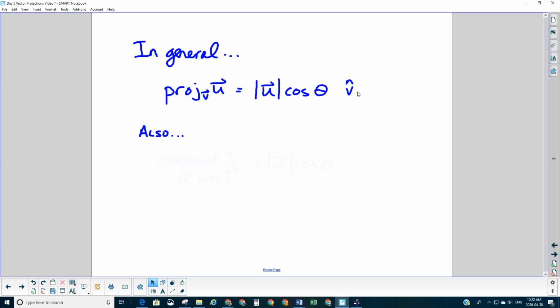Since projection produces a vector, we need this little v thing to describe its direction. Now, there is something called a component, and a component of u onto v has no direction. So if we just wanted to know how big that vector is, we call it the component. If we want to know the actual projection, we need that vector notation. Okay, so component is exactly the same thing, just with no direction.